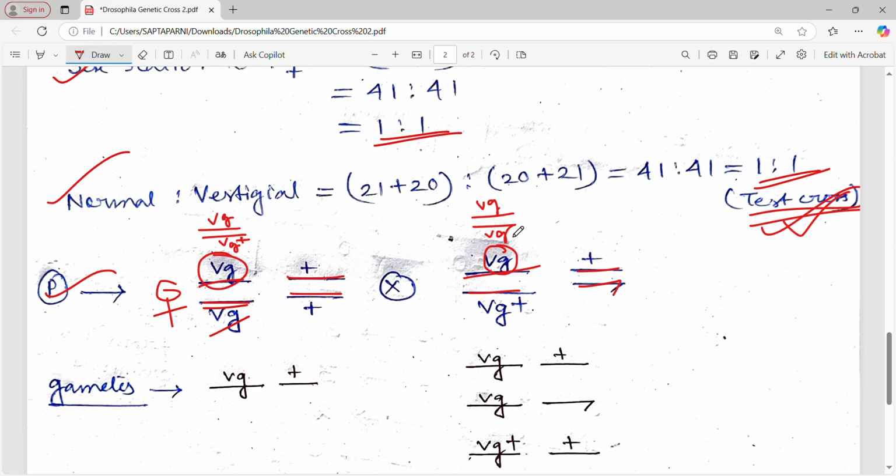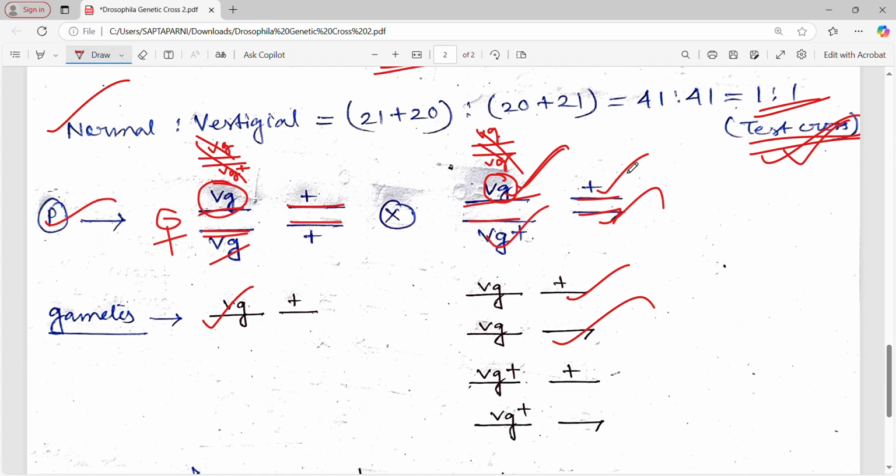You can also do this cross by yourself and you can see the result is same here. Okay, so now I am crossing, from the female we can get only one type of gamete, that is Vg with X. And from father we can get four types of gametes: Vg with X chromosome, Vg with Y chromosome, then Vg plus with X chromosome, and Vg plus with Y chromosome.